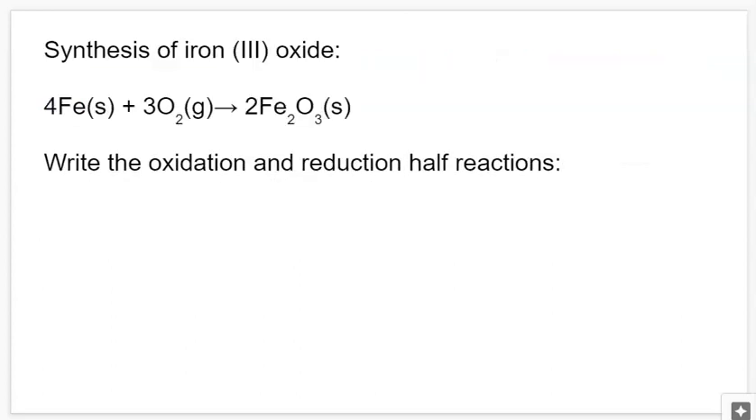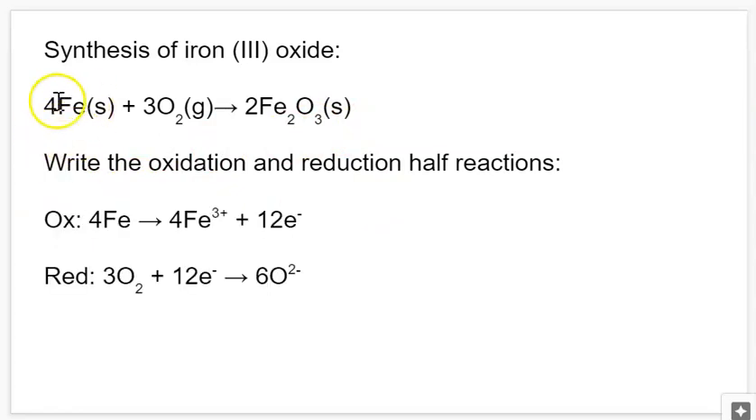All right, let's look at another example. Say we have a synthesis of iron(III) oxide. This is kind of what rusting looks like because we have pure iron metal combining with oxygen to make iron oxide, which is one of the compounds found in rust. And here I've balanced it, so we have 4 irons plus 3 oxygens making 2 iron(III) oxides. Let's write the oxidation and reduction half reactions for this process.